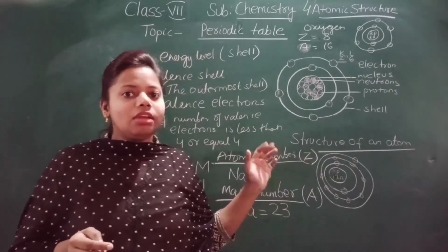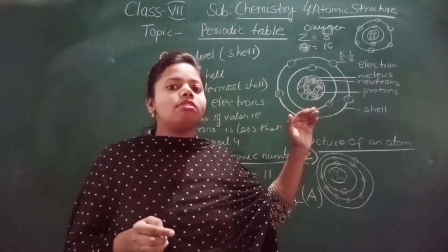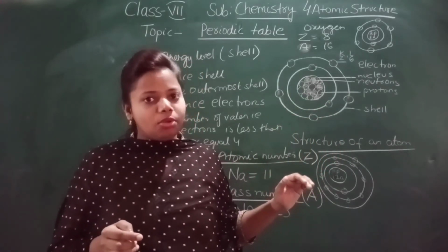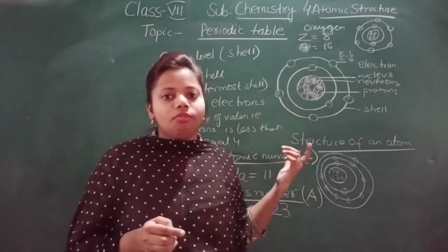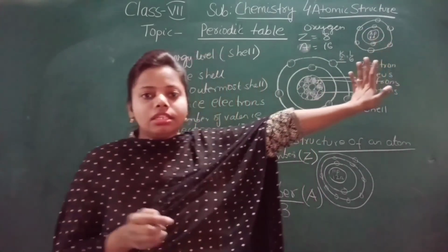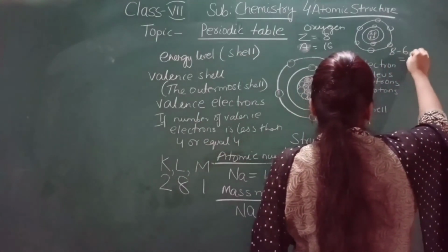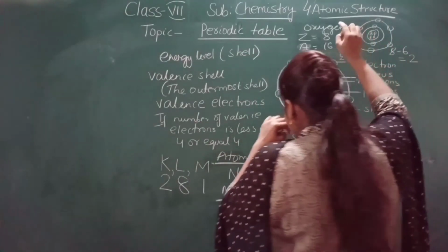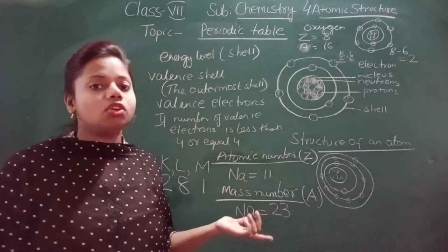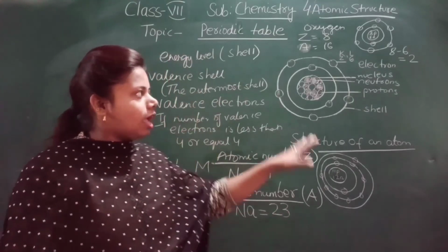What I said is that when the number of electrons is more than 4, you have to subtract it from 8, because you will get the valency. Here in the outermost shell, how many electrons are there? 6 electrons. So we are going to do 8 minus 6. How much do we get? 2. That means the valency of oxygen is 2, and you know that the valency of oxygen is 2. I hope you have understood what I have taught you today.